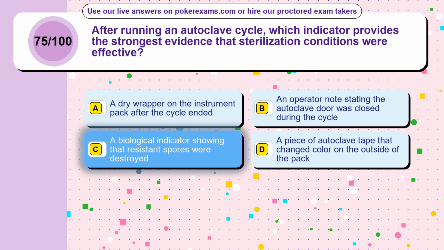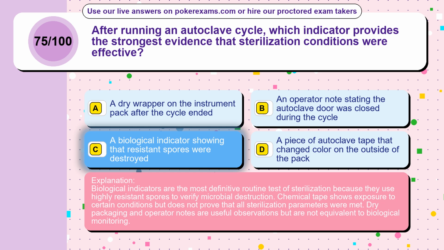The correct answer is option C. A biological indicator showing that resistant spores were destroyed. Biological indicators are the most definitive routine test of sterilization because they use highly resistant spores to verify microbial destruction.